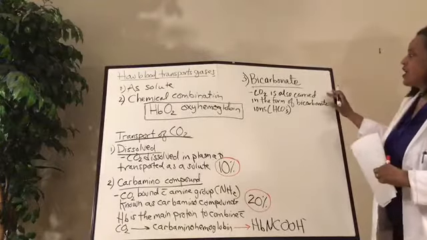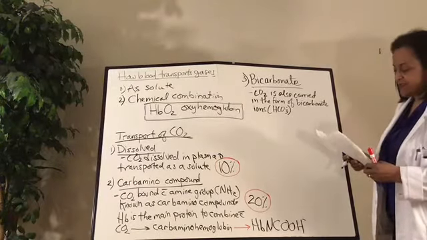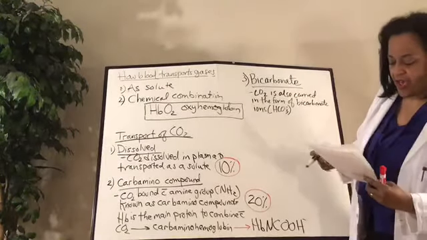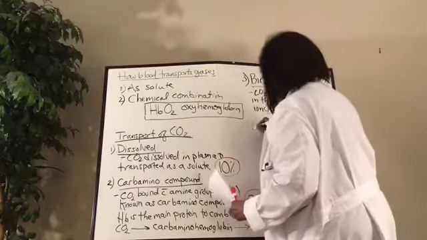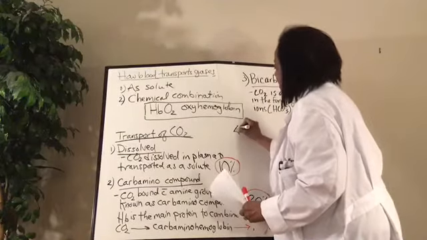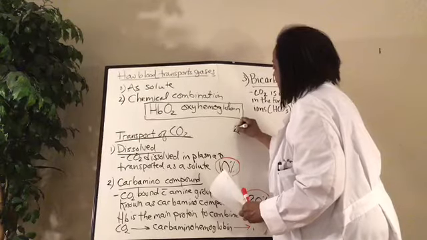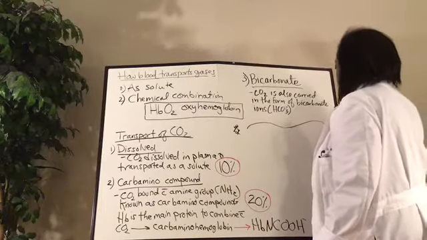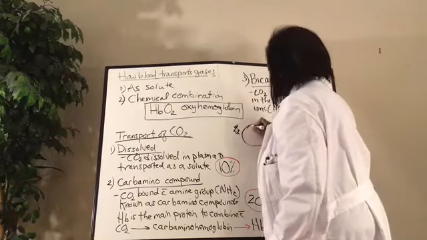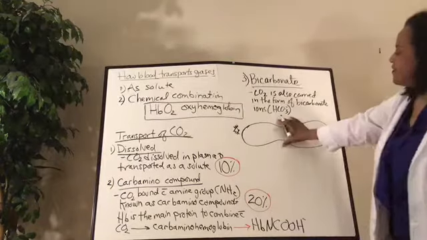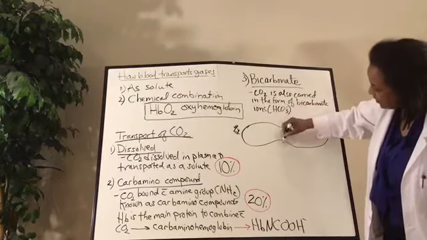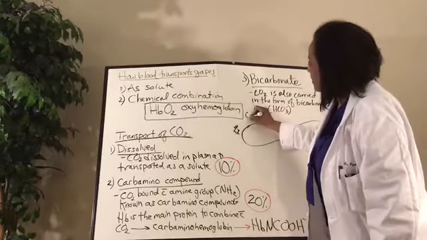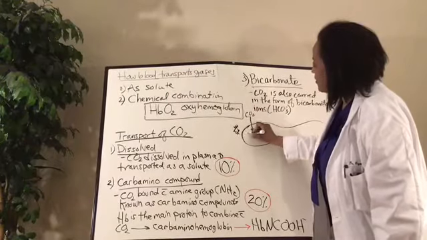Carbon dioxide is also carried in the form of bicarbonate ions, right? Let's see how that actually pans out. How does that look? So let's draw a red blood cell, kind of sideways. Okay? You know, this is the biconcavity here, here, and here. So you have carbon dioxide come in to the red blood cell.